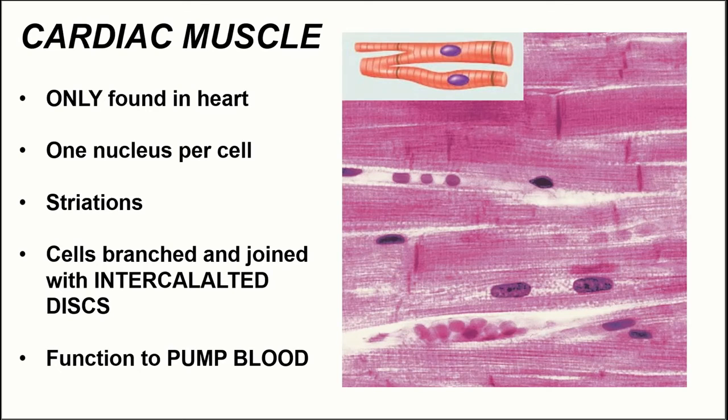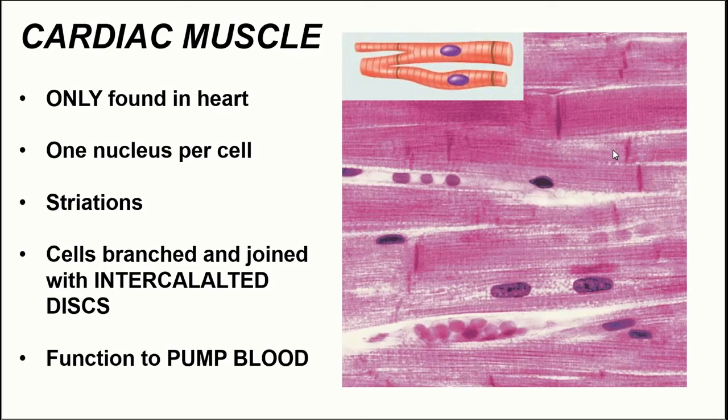Probably unsurprisingly, cardiac muscle is only found in the heart. It's a much smaller muscle cell type, so there's only one nucleus per cell. We have visible striations within the cardiac muscle cell, although the striations aren't as clean as in skeletal muscle, because the arrangement of the proteins that cause contraction is not as cleanly organized as within the skeletal muscle. So we get visible striations, but they're not as clean looking as in skeletal muscles.